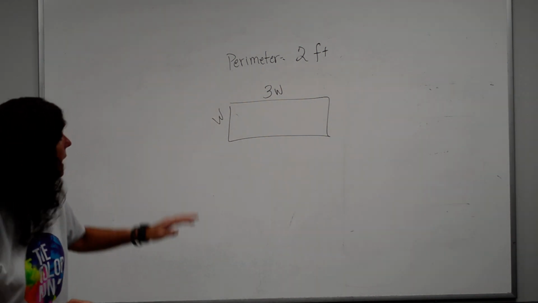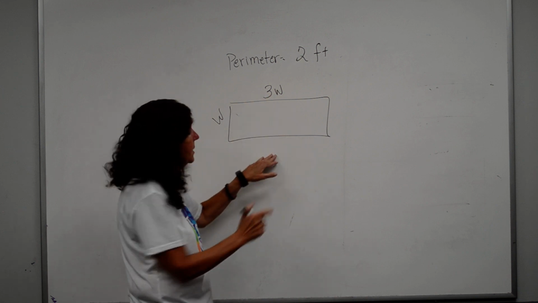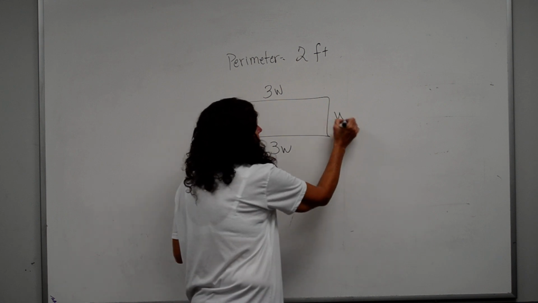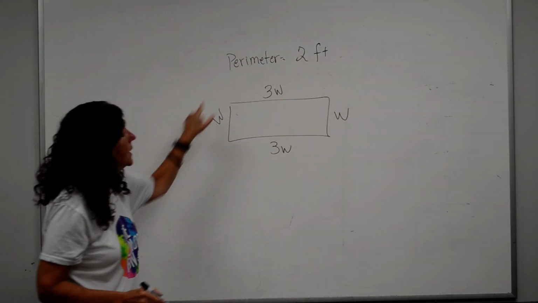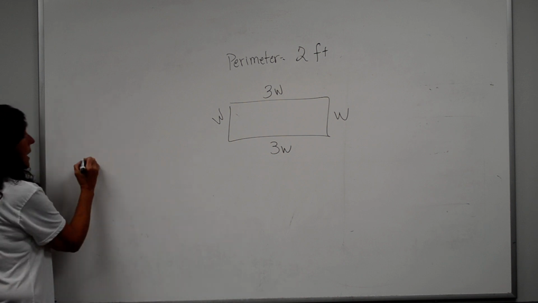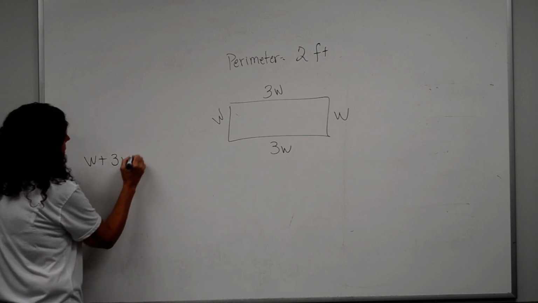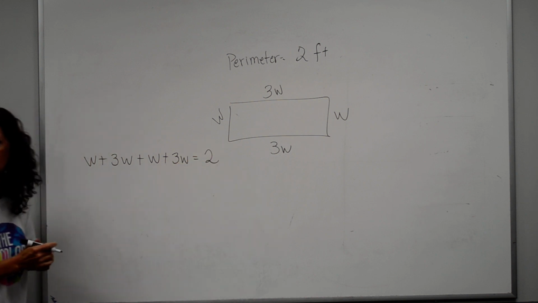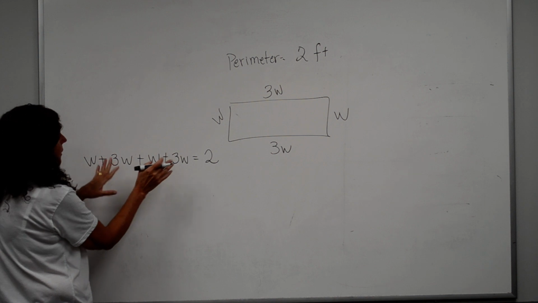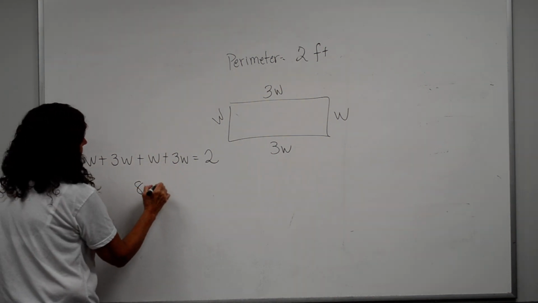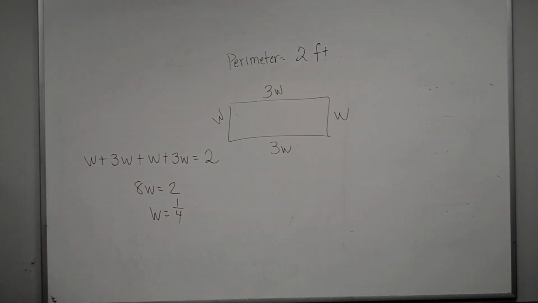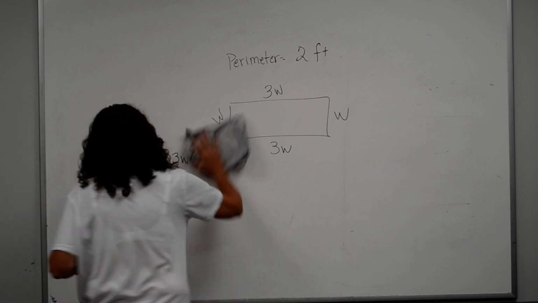Now, I know if this is a rectangle, if that's 3W, that's 3W. If that's W, then this is W. The perimeter is the distance all the way around it. So I've got W plus 3W plus W plus 3W equals 2. When I add these all together, I've got 8W equals 2. So W is equal to 1/4. So the W is 1/4 of a foot. Okay? All right.